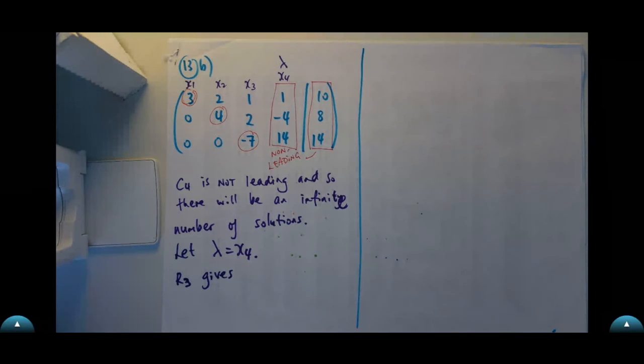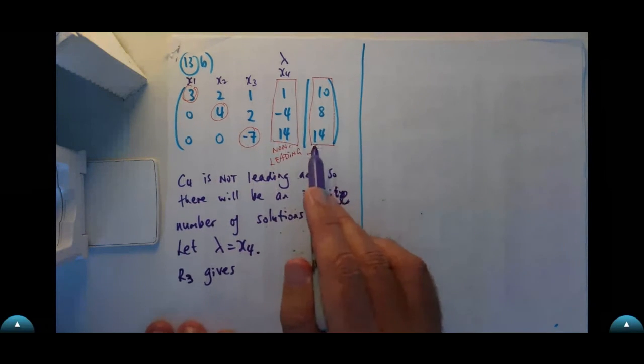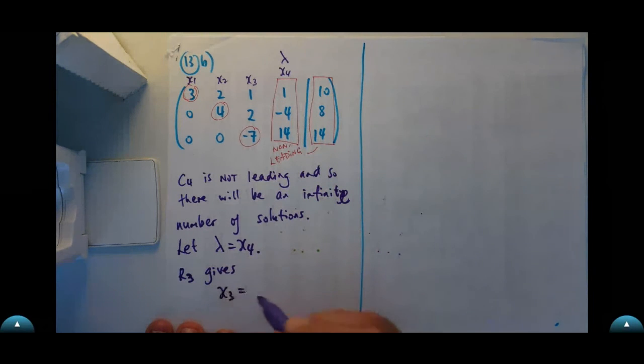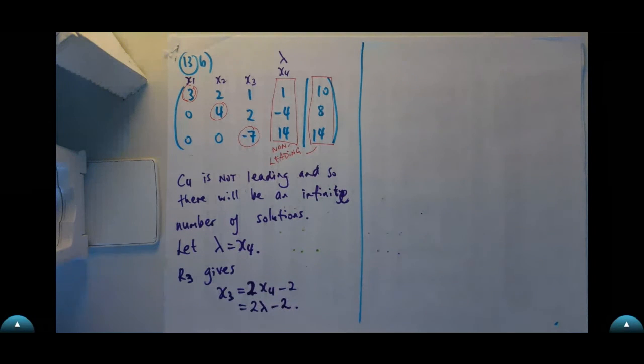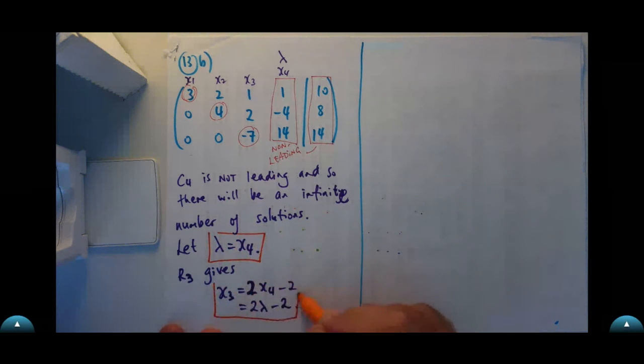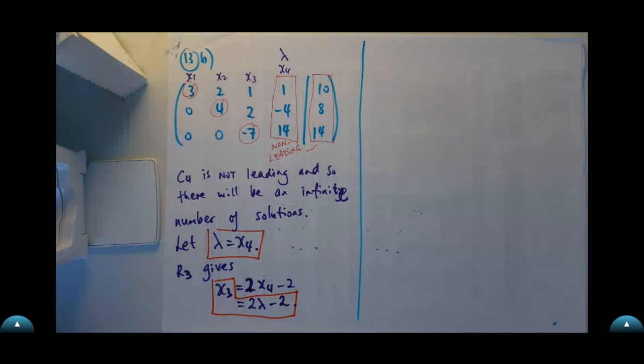So this says negative 7x3 plus 14x4 equals 14. If we rearrange that and divide by 7, you'll get x3 equals 2x4 minus 2. Because we've let x4 be the parameter, it's going to be 2 lambda minus 2. So we've got x3 in terms of lambda. Now let's get x2 and x1 in terms of lambda.